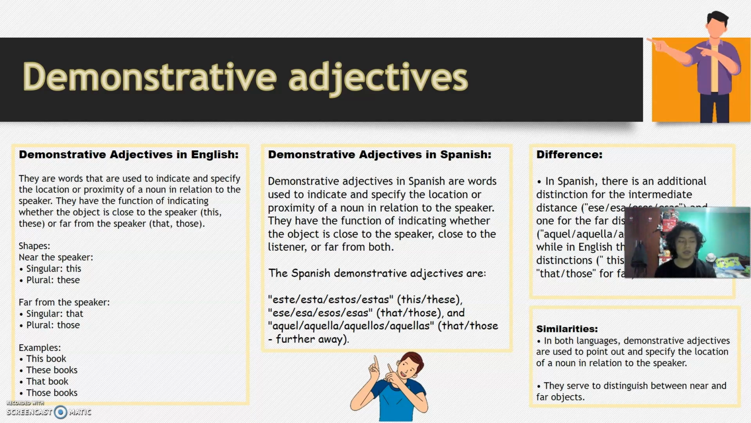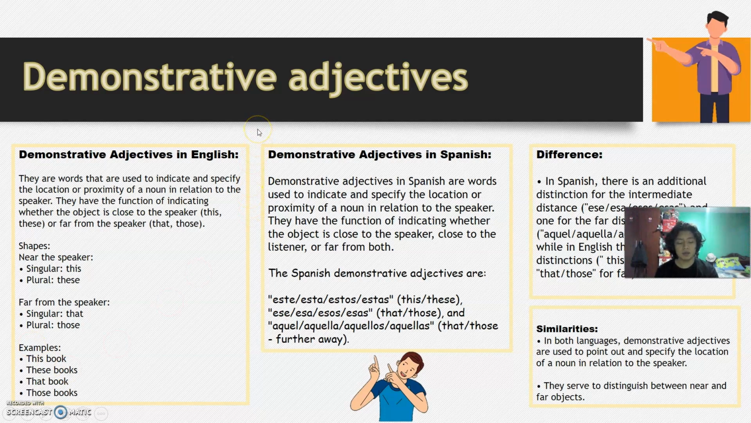As for the shape of these adjectives, near the speaker, the singular form is this, and the plural form is these. The second form is far from the speaker. The singular form is that, and the plural form is those. And in this part we have examples about this explanation.